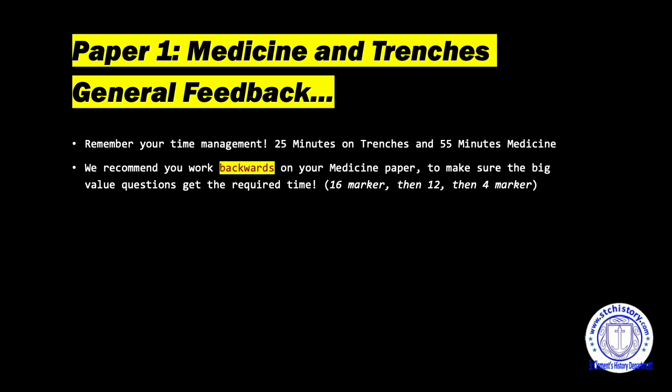Remember, we've told you to go backwards once you get onto the medicine section, so do the 16 marker first, then the 12, and then the 4. This is just in case you run out of time. It's better to run out of time on the 4 marker than it is on the 16 marker, where you won't get your conclusion done, and it's a really important part of that question.